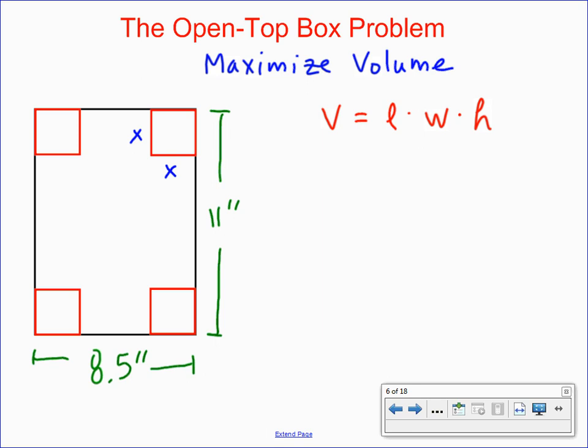The challenge will be step 4, using information in the problem, the physical constraints, to rewrite this volume formula as a volume function. Now, many of you have seen a problem similar to this in the past. How can we get our x's involved here to rewrite this as a volume function V of x?